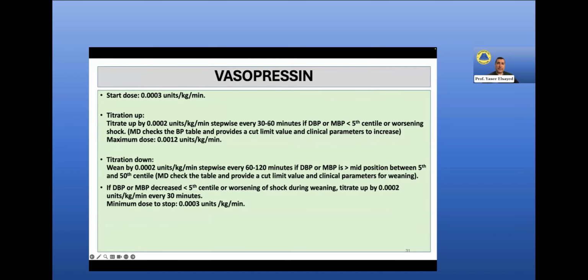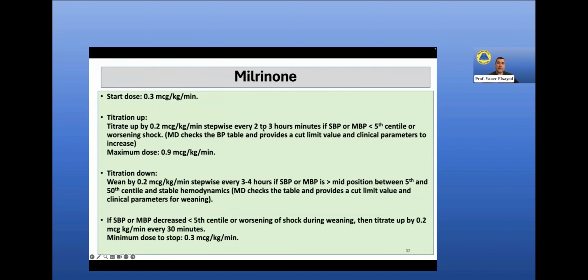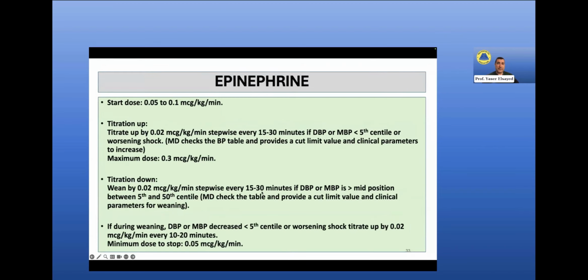So vasopressin has a longer half-life, so you need to step up by 30 to 60 minutes. Milrinone has a longer half-life, so you need to step up by 2 to 3 hours, and also when you wean, slower. Epinephrine has a short half-life, so it is 15 to 30 minutes, titration up or titration down.